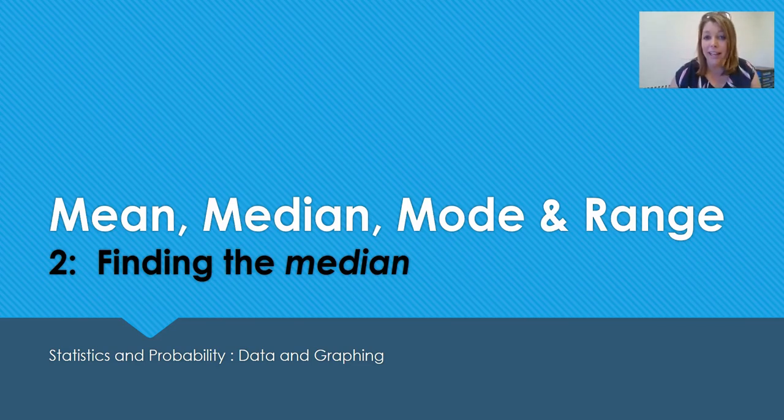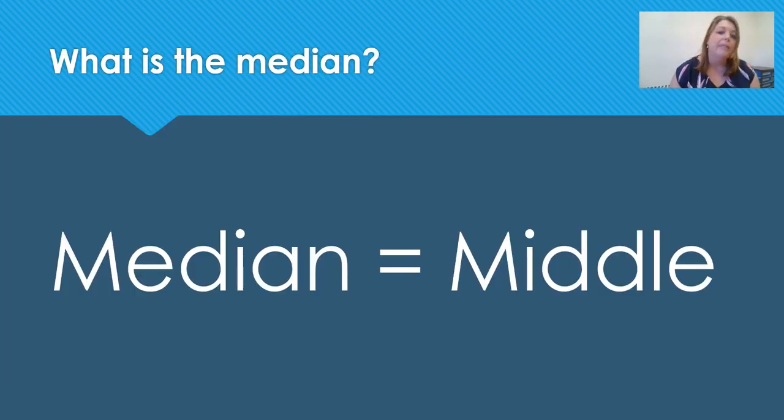Welcome to this second video in our series about mean, median, mode and range. This video is focusing on finding the median. By now we have learned a little bit about the mean and the average and how we go about finding that. And we're now moving on to median. So the median is the middle of our data set, the middle value in our range of data.